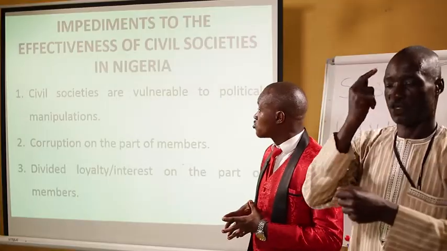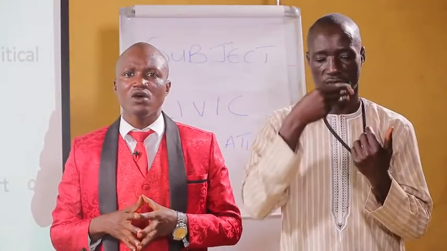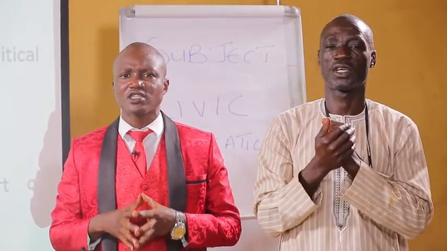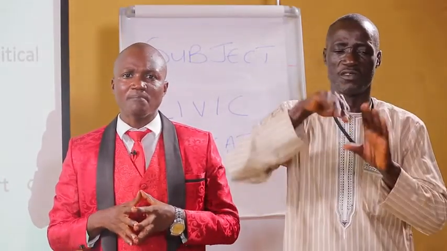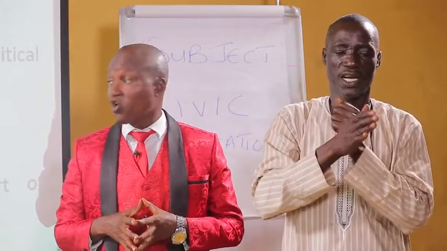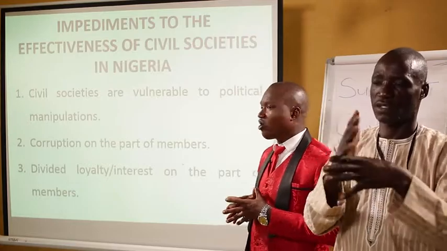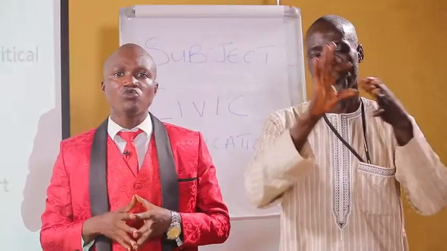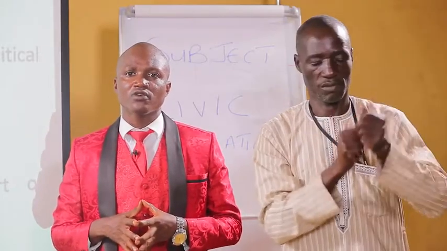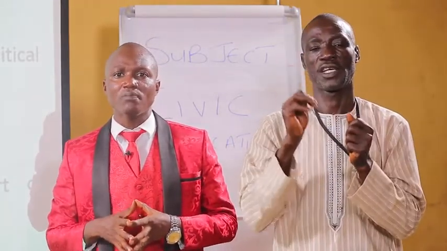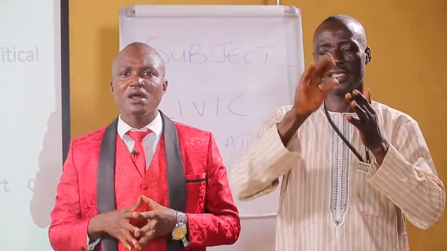Number two, corruption on the part of members. This is a very serious problem when it comes to the effectiveness of civil societies. A lot of civil society members have been involved in corruption, like bribery, receiving bribes, and so on and so forth. Number three, divided loyalty and interest on the part of members. We all know that a lot of civil society organizations are divided. In fact, a lot of civil societies have sprung up as a result of division, as a result of disagreement between members.